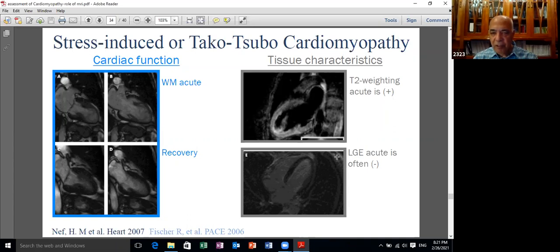If you get a positive delayed gadolinium enhancement, this means that a myocardial infarction has happened and the prognosis will be worse. But the combination of a positive T2 weighted imaging and a negative delayed gadolinium or late gadolinium enhancement usually connotes a big Takotsubo cardiomyopathy with eventual recovery, and after 6 months you can stop the treatment.